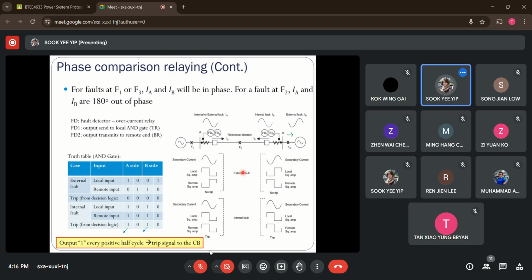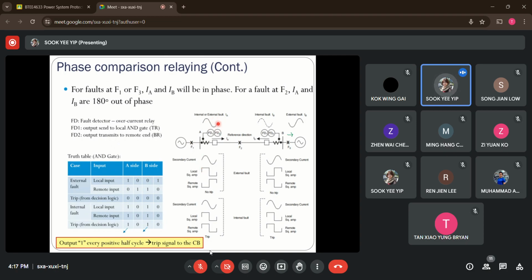Now let's see how this phase comparison system works. In the event of an external fault, let's say a fault occurs outside terminus A here, this is the measured current at terminus A, okay? And at terminus B, this is the measured current. Obviously this measured current needs to be converted into a square wave, all right? So the positive polarity will convert to logic 1, okay?